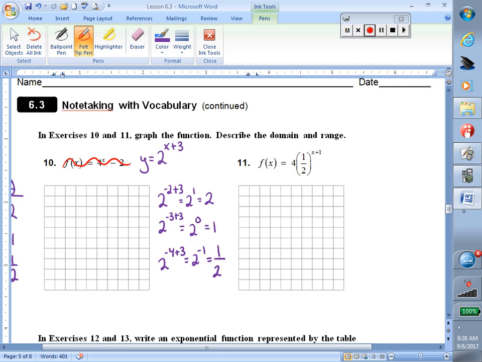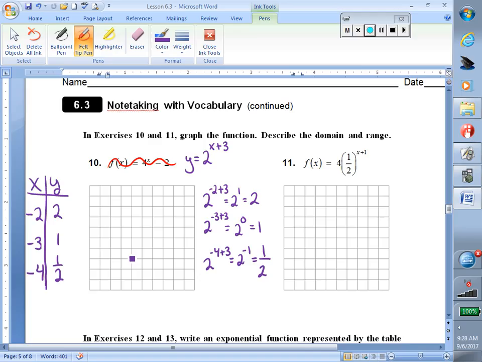Let's graph our ordered pairs. -2, 2, -3, 1, -4, half. So here's our new graph. And here's our original. Y equals 2 to just the plain x, no plus 3.